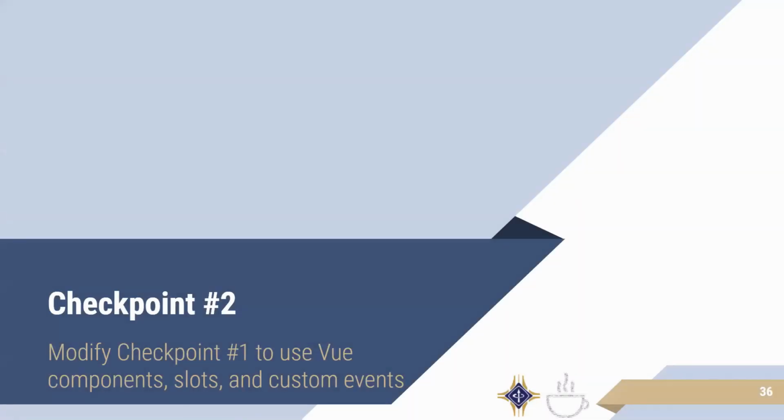All right, so checkpoint number 2 is to modify checkpoint number 1 to use components, slots, and events. It's not too complicated, hopefully, and this will serve as the framework for your final project, since the requirements will be to use, I think, 2 components, 1 slot, and at least 2 custom events. So think about how you can begin to integrate that into your code base, so your final project is straightforward later. All right, I want to stop the recording.